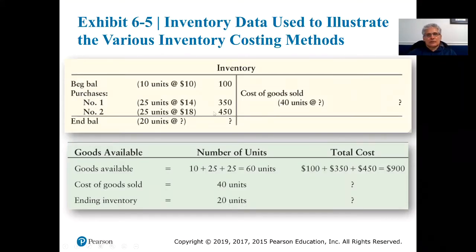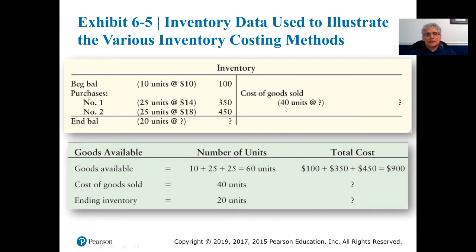Now it appears, based upon what I'm seeing here, we're going to credit inventory for 40 units. Well, we sold 40 units. But that's the kicker: we started off with 10. We bought 25 plus 25, which means we bought 50 units. The total amount of units going through our inventory is 60. We have 10 plus 25 plus 25, that's 60 units.